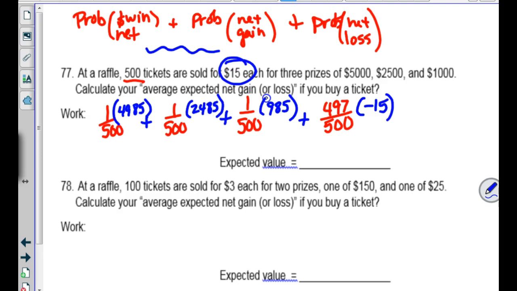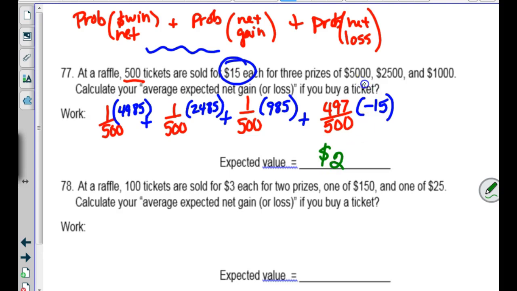Okay, typing very carefully. I'm going to type 4985 divided by 500 plus 2485 divided by 500 plus 985 divided by 500 minus 15 times 497 divided by 500. I got 2. Anybody else get 2? So according to this, you're going to have a profit of $2 for every ticket you buy on average.